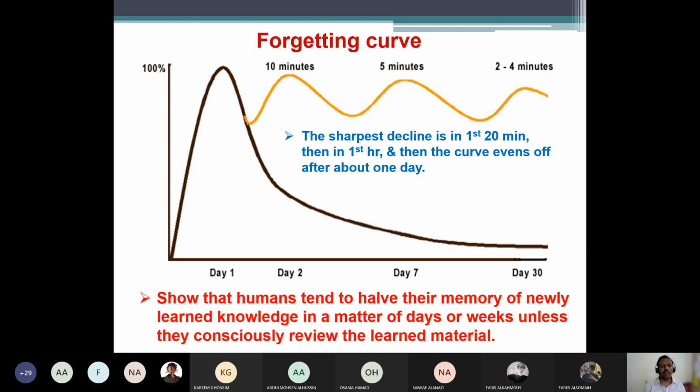There is a scientific curve called the forgetting curve. See here. If I gave you a lecture on day 1, your information will be maximum, 100%. But if I ask you about the same information on day 2, it will be just half. It will come down here. If I ask you after 1 week, maybe only 10% remains, only 10%.